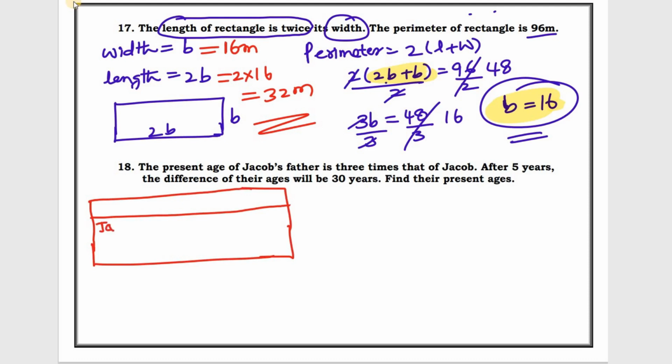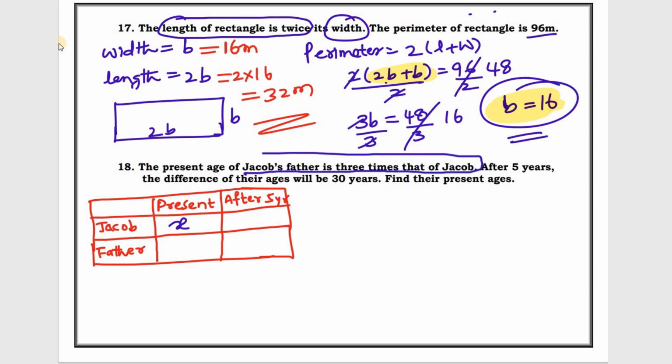So one column is Jacob, the other column is for his father. So let's see the present age. Okay. After 5 years. So let us say Jacob's present age is x years. What is given? Jacob's father is 3 times that of Jacob. This is the present relation between Jacob and his father. So he will be 3 times, right? 3x. After 5 years. What happened after 5 years?